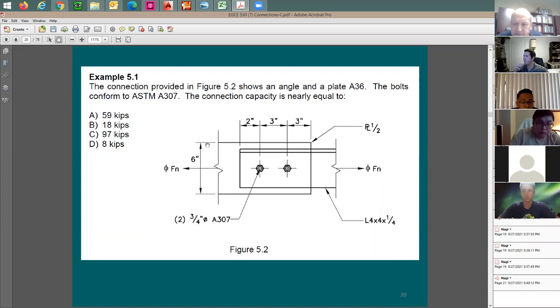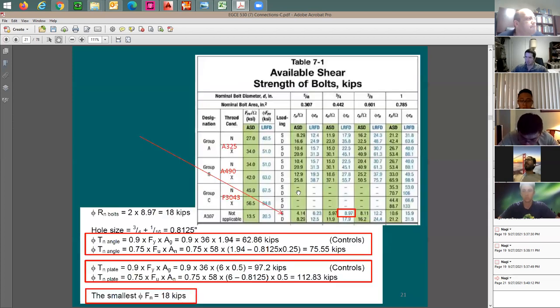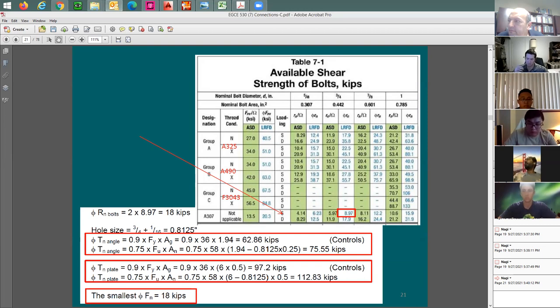Any questions? So I guess a connection problem like this is going to cover the tensile strength capacity for steel sections and also the bolt strength in direct shear. We call this direct shear. There is no eccentricity. Questions? We're good. All right.